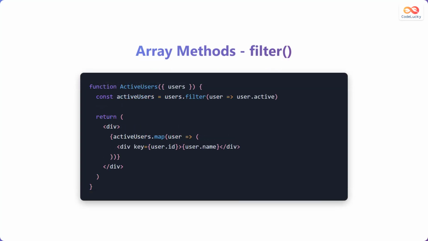The filter method allows you to conditionally render items from an array based on a certain condition. Here, the ActiveUsers component first filters the users array to only include active users. Then, it uses the map method to render a div for each active user, displaying their name. This approach is useful for rendering a subset of data based on specific criteria.